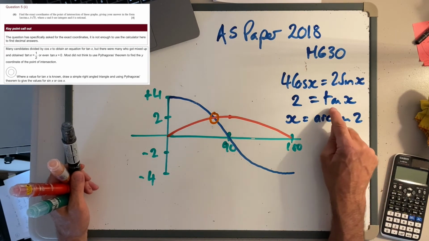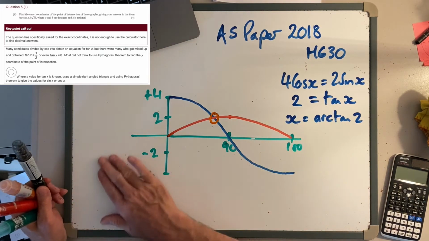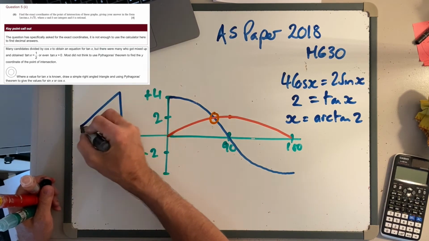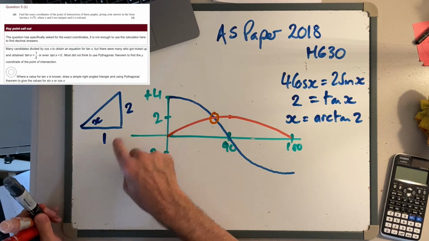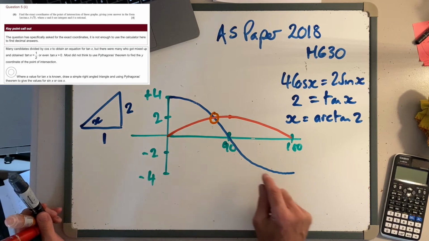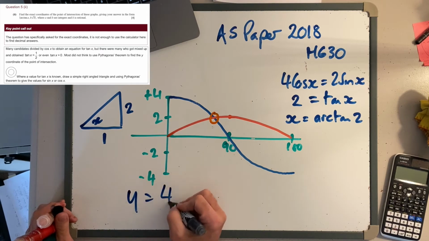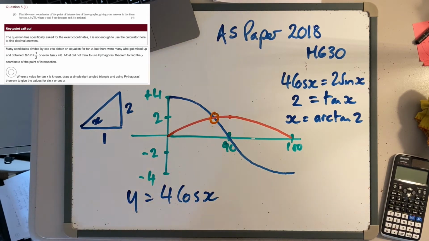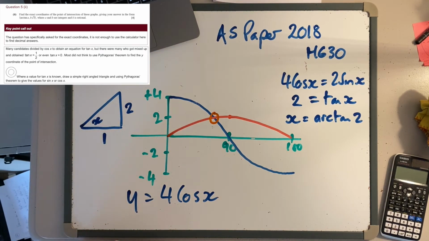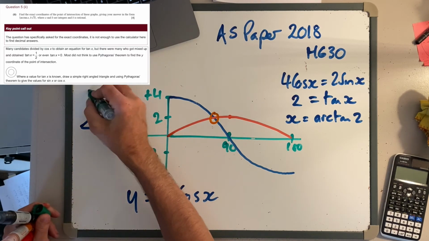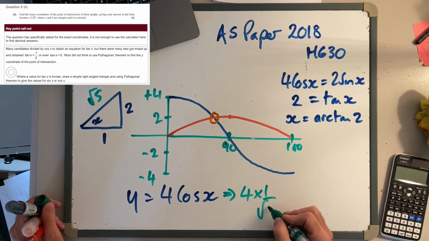Let's think about this. Tan x equals 2. Remember, tan is opposite over adjacent. So if I just do that over here, it's opposite over adjacent. So that is my tan x. Therefore, if I want it in terms of cos, because don't forget the y value here, they say y equals 4 cos x. So if I want it in terms of cos, cos is going to be adjacent over hypotenuse. So I need to work out what hypotenuse is. Well, that's going to be root 5. So therefore that becomes 4 times 1 over root 5.